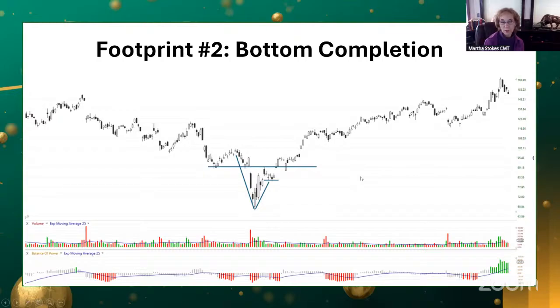A lot of you feel like, oh, Wall Street's against me or the market makers are against me. No, you just happen to be in the way, in the wrong direction, and that's all it is.